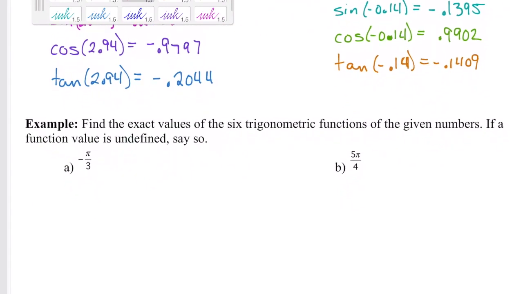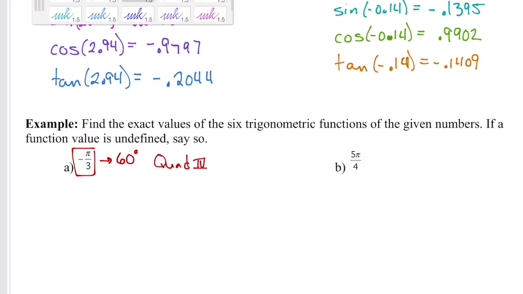All right, so the next one we're going to find the exact trig values for these. So if the function is undefined, we've got to say so. So then here I have -pi/3. I know pi/3 is the same as 60 degrees. So that's our reference angle. That's in degrees, so that's my ring finger, if I'm using the trig hand trick. And because it's negative, this is in the 4th quadrant.